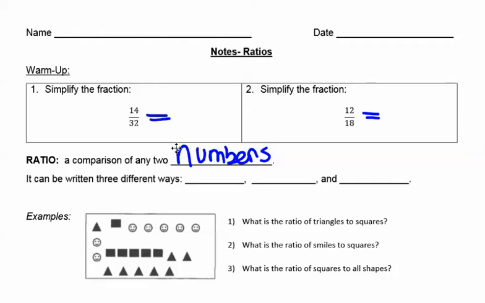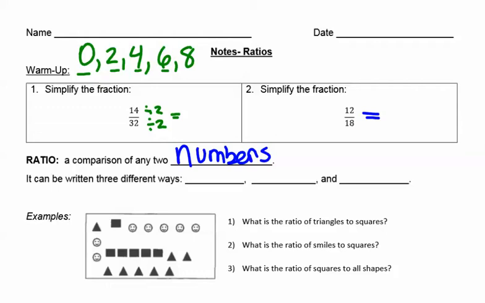All right, on problem 1, you're thinking what goes into both 14 and 32? Both of them can be divided by 2. Remember, anything that is an even number, meaning it ends in 0, 2, 4, 6, or 8, 2 goes into it evenly. 14 ends in 4, 32 ends in a 2, so both of them are divisible by 2. So 2 goes into 14 7 times, 2 goes into 32 16 times.